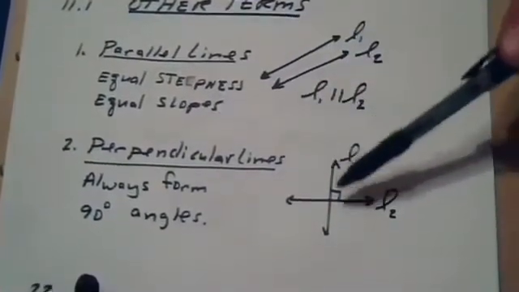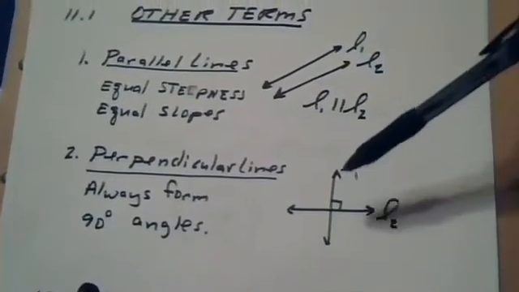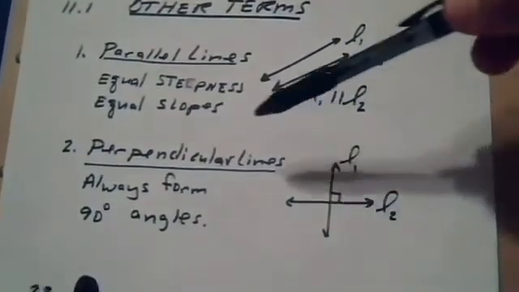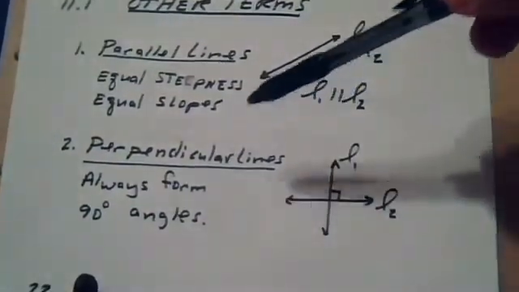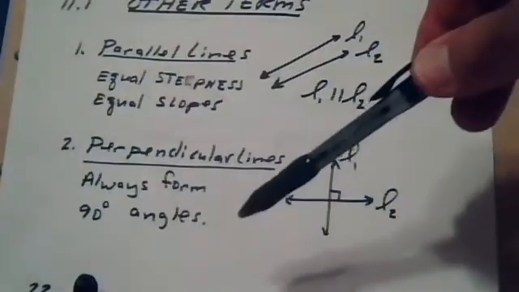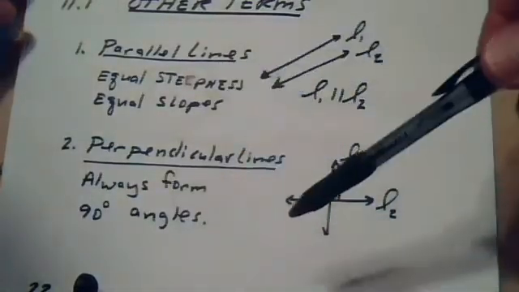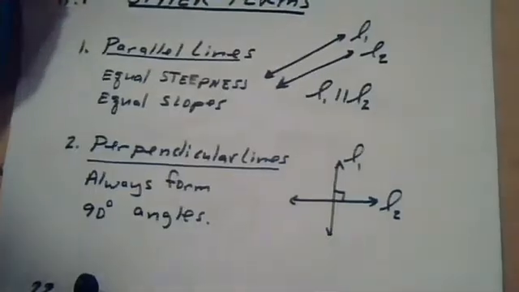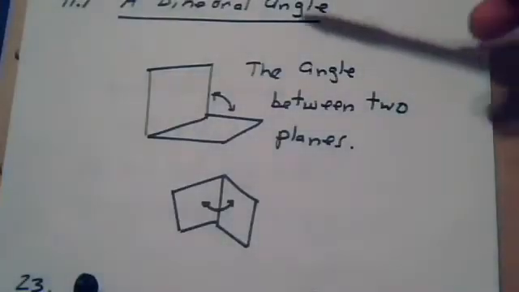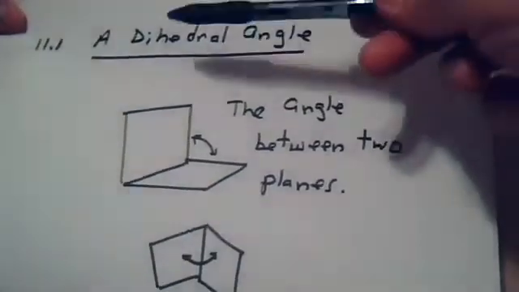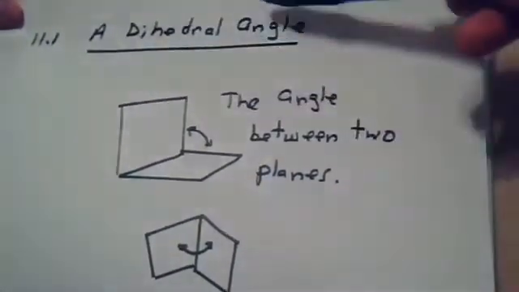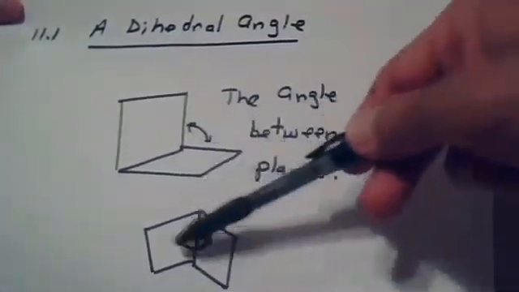Perpendicular lines form 90-degree angles. 90-degree angles and perpendicular go together. Where you find one, you find the other. If you have perpendicular lines, you have 90 degrees. If there's a 90-degree angle, there are perpendicular lines. A dihedral angle, notice how it's spelled. Dihedral angle is the angle between planes.